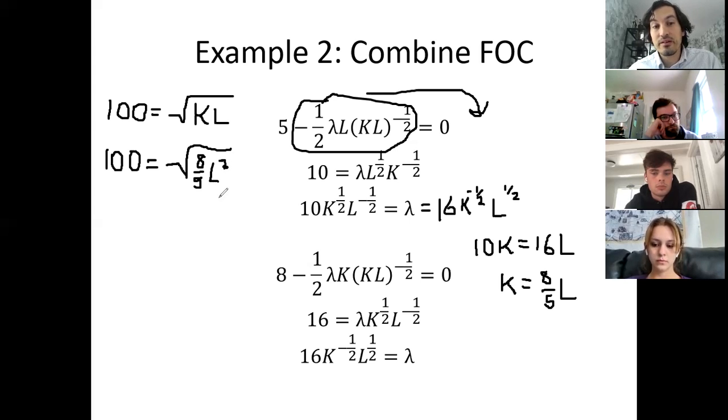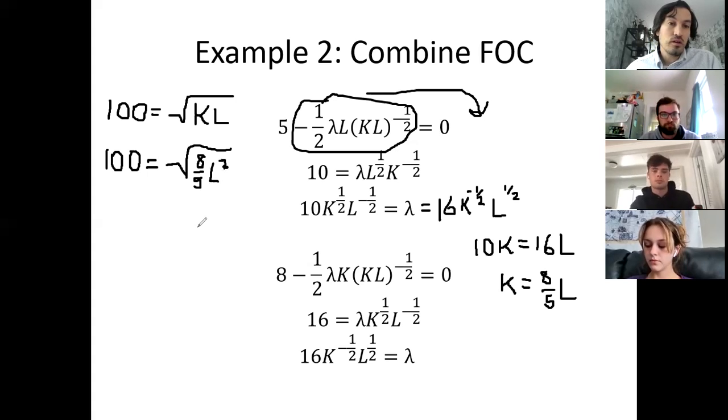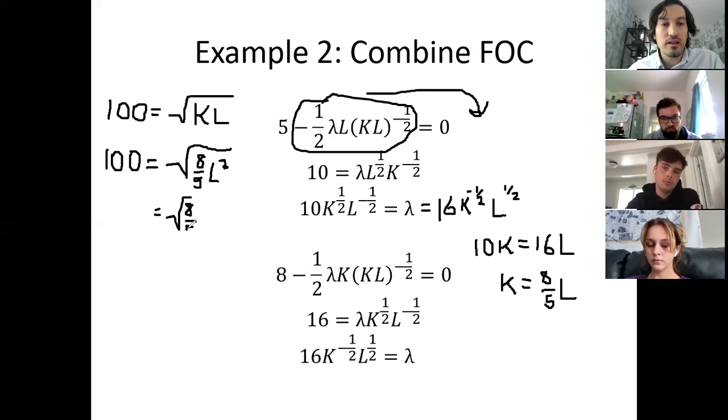The square root of L squared is L, but the square root of 8/5 doesn't simplify, unfortunately. You're going to get an irrational number here, but that's okay. Let's try to solve it in terms of the irrational numbers. You can split this up to square root of 8/5 L.